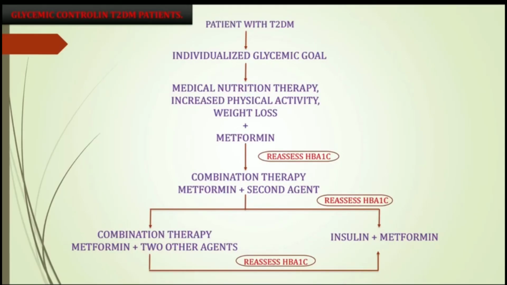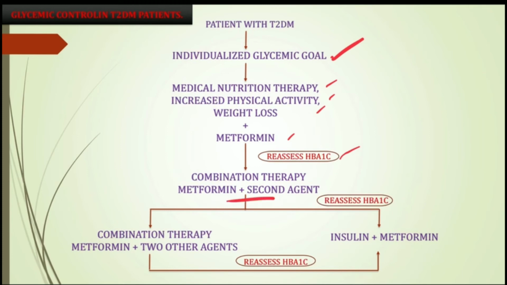In this slide, we will learn how to approach a type 2 diabetic patient for better glycemic control. First we will go for individualized glycemic control. In that, we advise the patient on medical nutrition therapy, increased physical activity, and weight loss, with metformin. As we know, metformin is the initial preferred pharmacological treatment for type 2 diabetes mellitus. After all this, we will reassess the HbA1c.